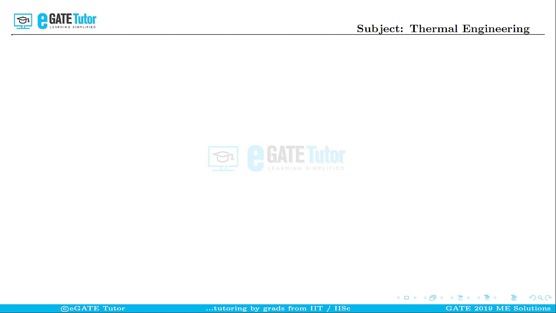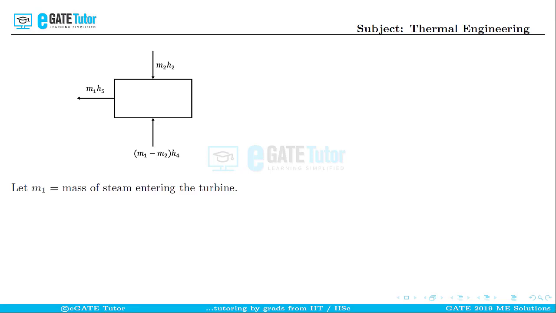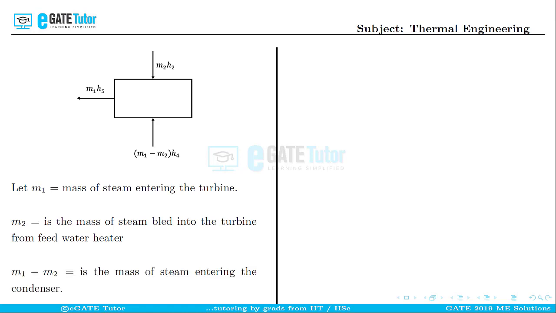Let us take up the feed water heater, and these are the directions of flows of steam. Let us look at what is M1, M2 and M1 minus M2. We know that H2, H4 and H5 are the enthalpies at the respective states 2, 4 and 5. Let us consider M1 as the mass of steam entering the turbine. Let us consider M2 as the mass of steam which is bled from the turbine into the feed water heater, and M1 minus M2 is the mass of the steam entering the condenser.